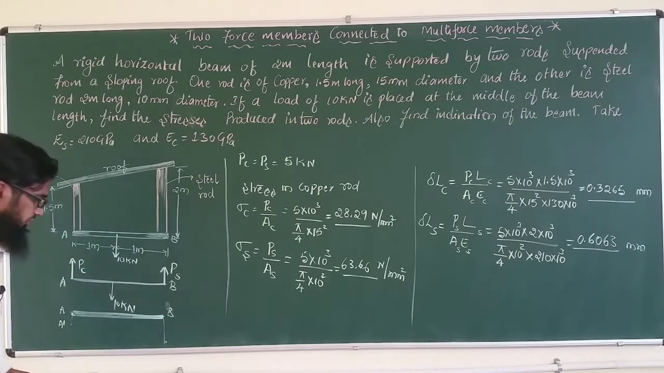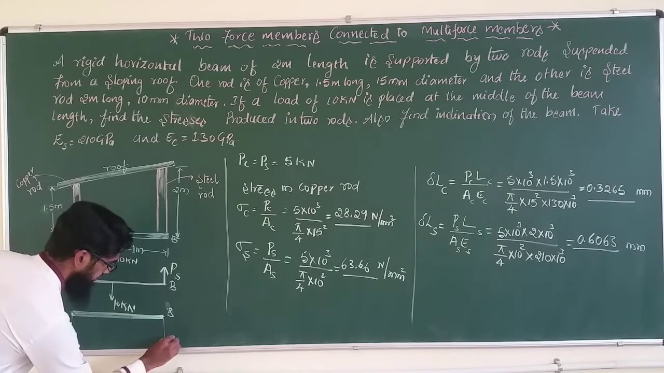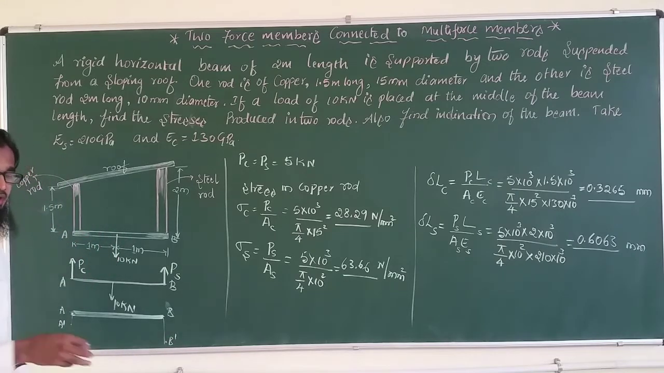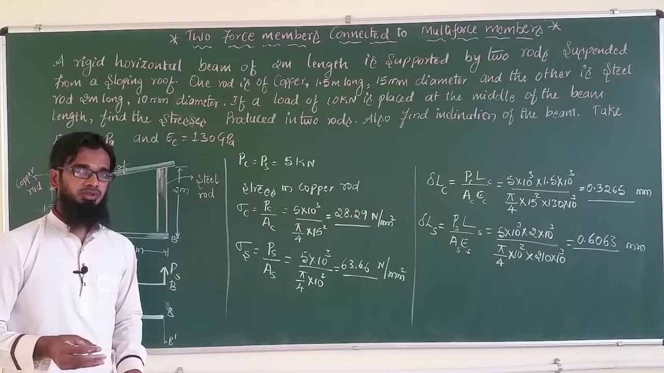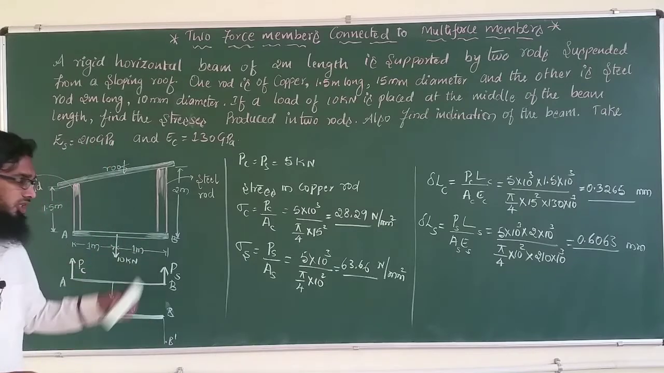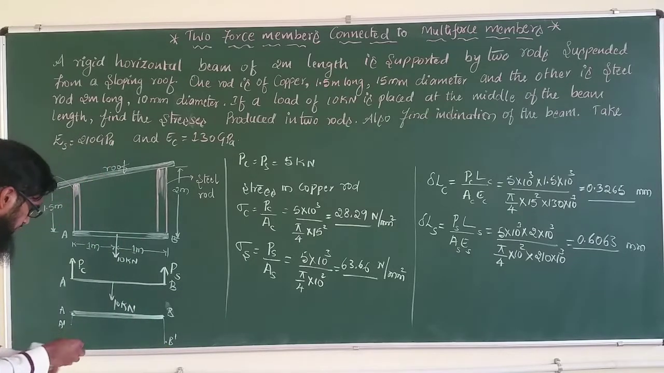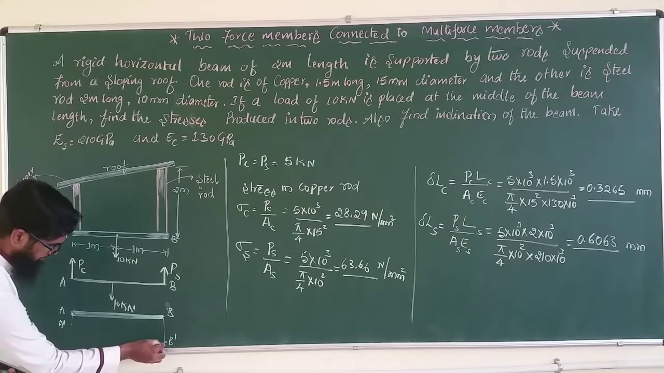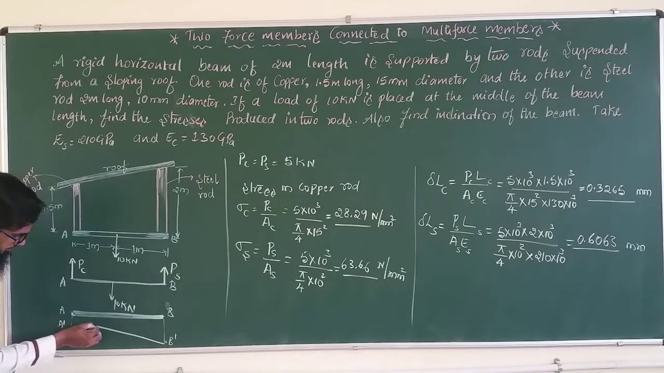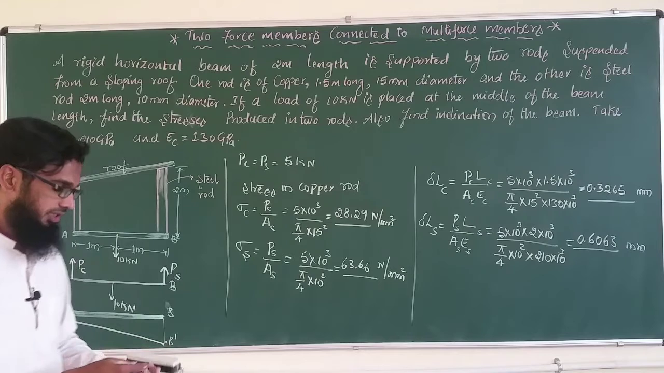From the initial position, this will be the B dash, which means that is the position of the horizontal beam when we apply the load here. So now this beam becomes like this. This is the A dash position of the beam, and this is the B dash position of the beam on the right hand side part.